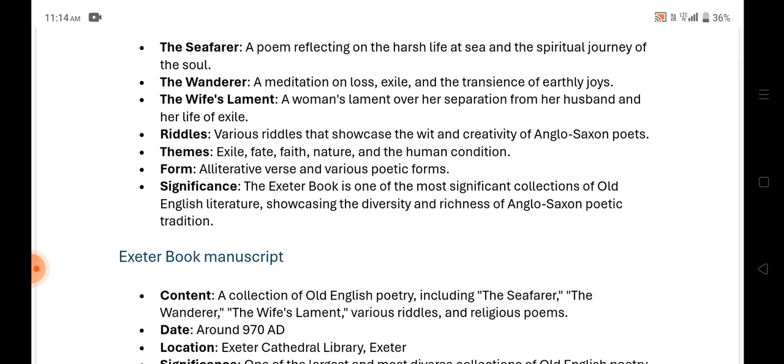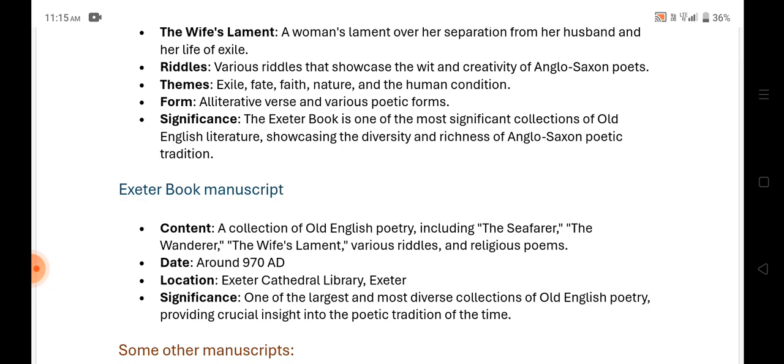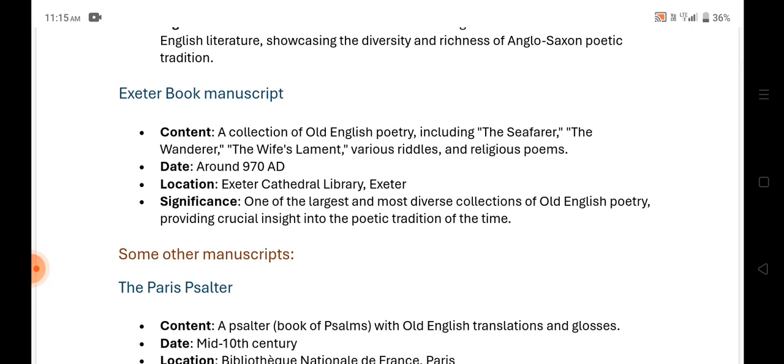Themes of exile, fate, faith, nature, and the human condition are seen, and alliterative verse and various poetic forms were used in them. The Exeter Book is one of the most significant collections of Old English literature, showcasing the diversity and richness of the Anglo-Saxon poetic tradition. The next is the Exeter Book manuscript.